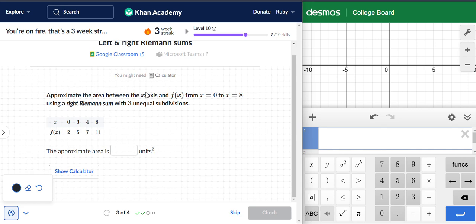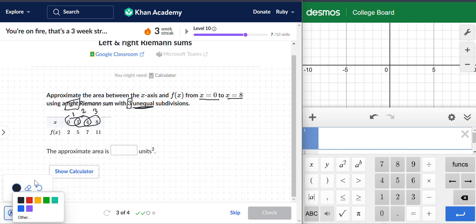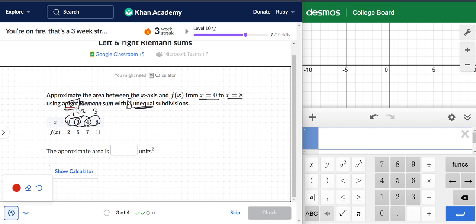Okay, next, approximate the area 0 to 8 using the right Riemann sum. Oh, we're getting all right Riemann sums with 3 unequal subdivisions. Unequal, which means it doesn't matter the distance. So these are the 3 subdivisions we have. This is subdivision 1, this is subdivision 2, this is subdivision 3. And since we're talking about right Riemann sums, we're going to care about the rightmost point.